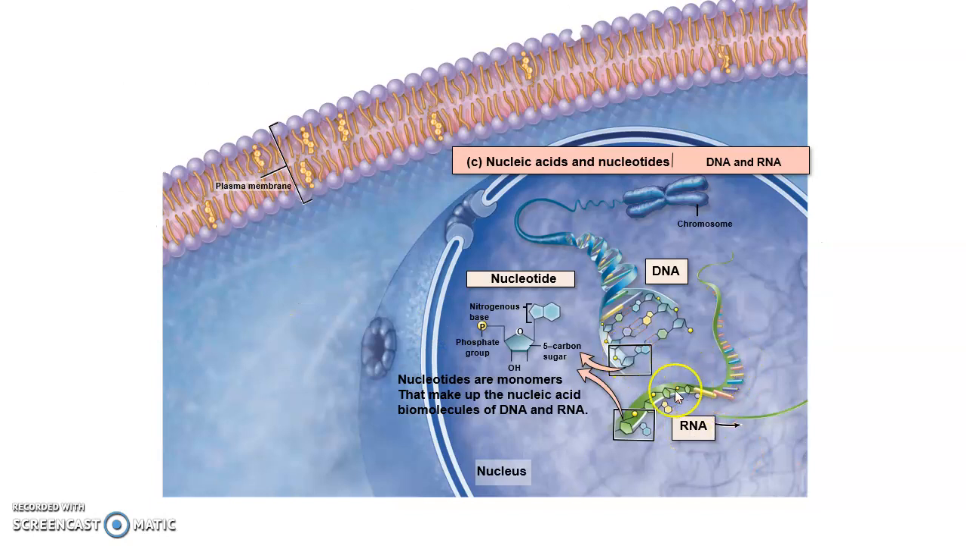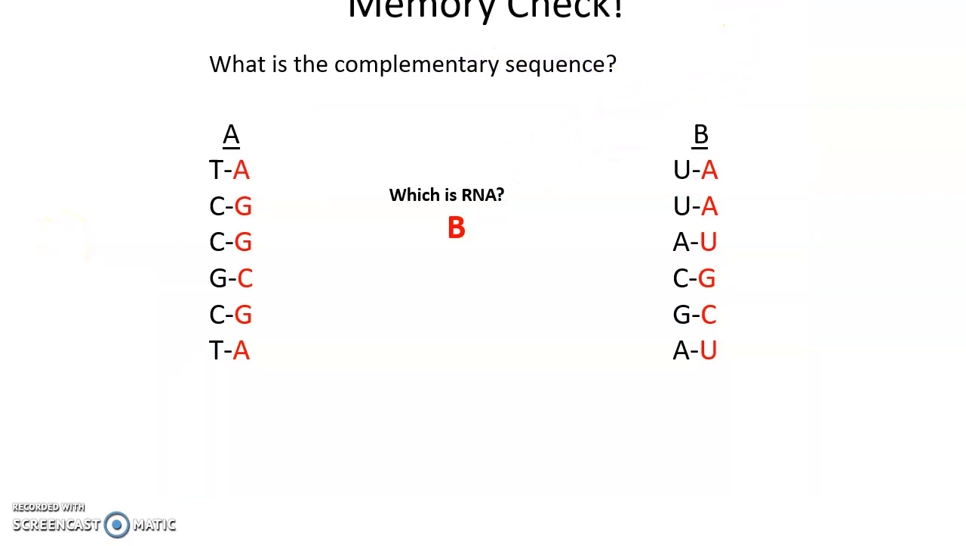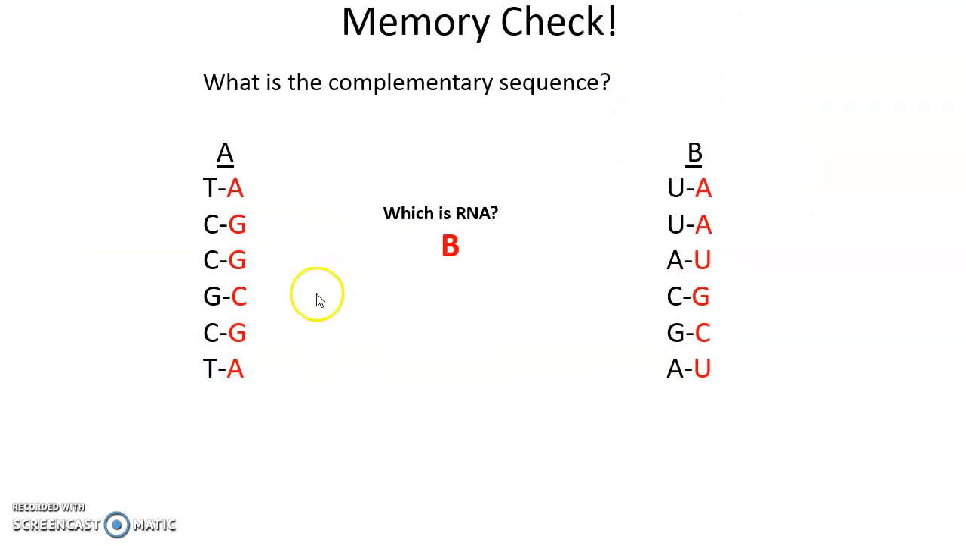And here we can see DNA and RNA in the nucleus. RNA leaves the nucleus to go into the cytoplasm, and they are very important for a lot of cellular processes. All right, complementary base pairing is something you're going to need to remember. So remember that T's bind with A's, C's to G's, and so on. U's to A's, A's to U's, C's to G's, and so on. And if U's are present in the molecule, then it must be RNA. If there are T's, then it must be DNA.